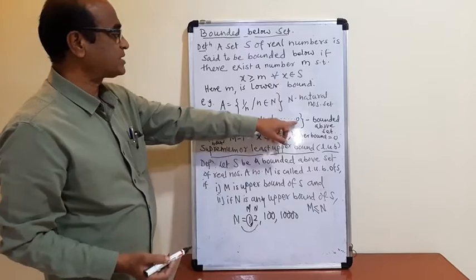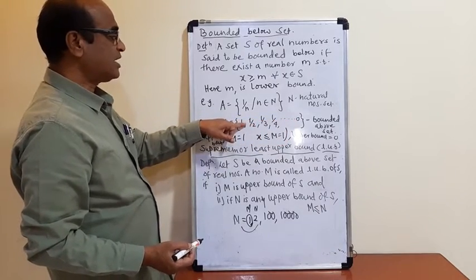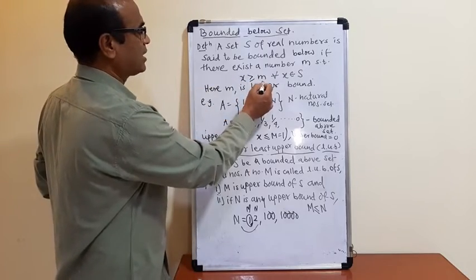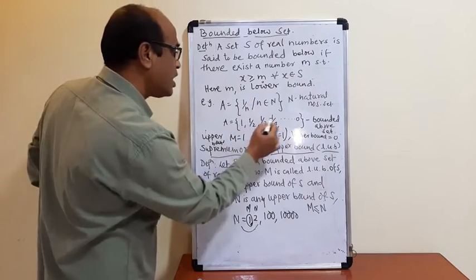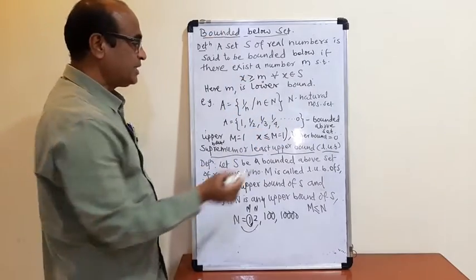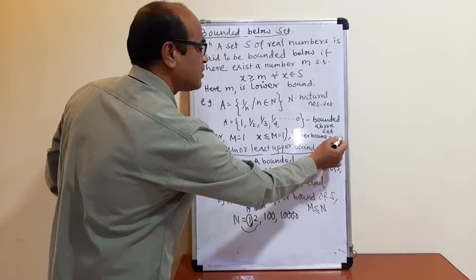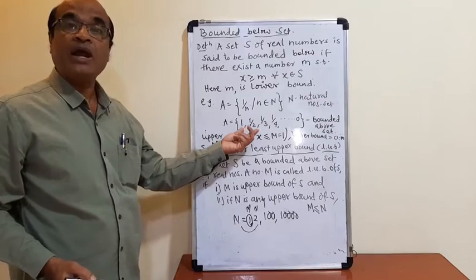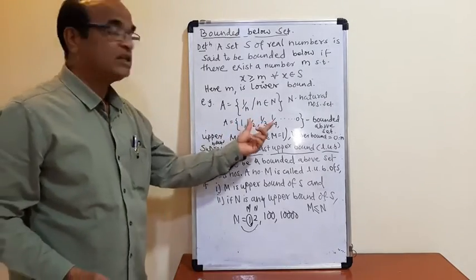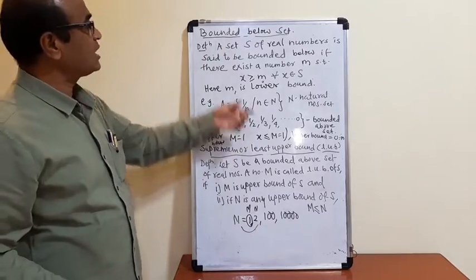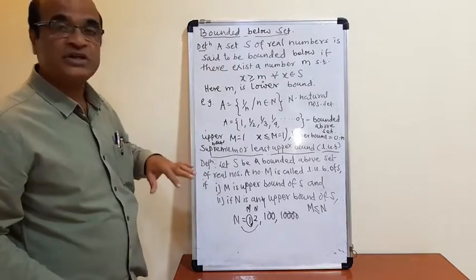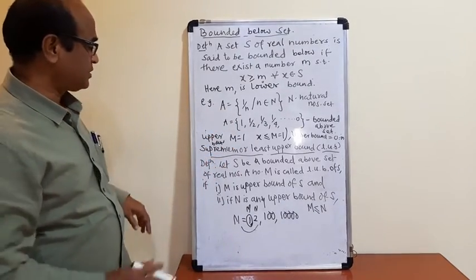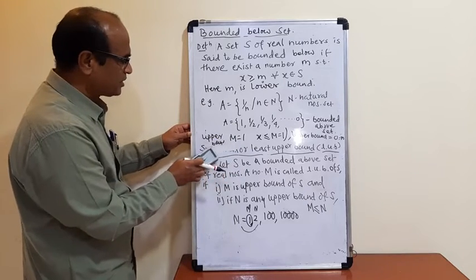All the elements of this set are greater than or equal to 0, so m is 0. This is a lower bound. So this set is bounded above, and it is also bounded below. This set also follows the definition of a bounded below set.